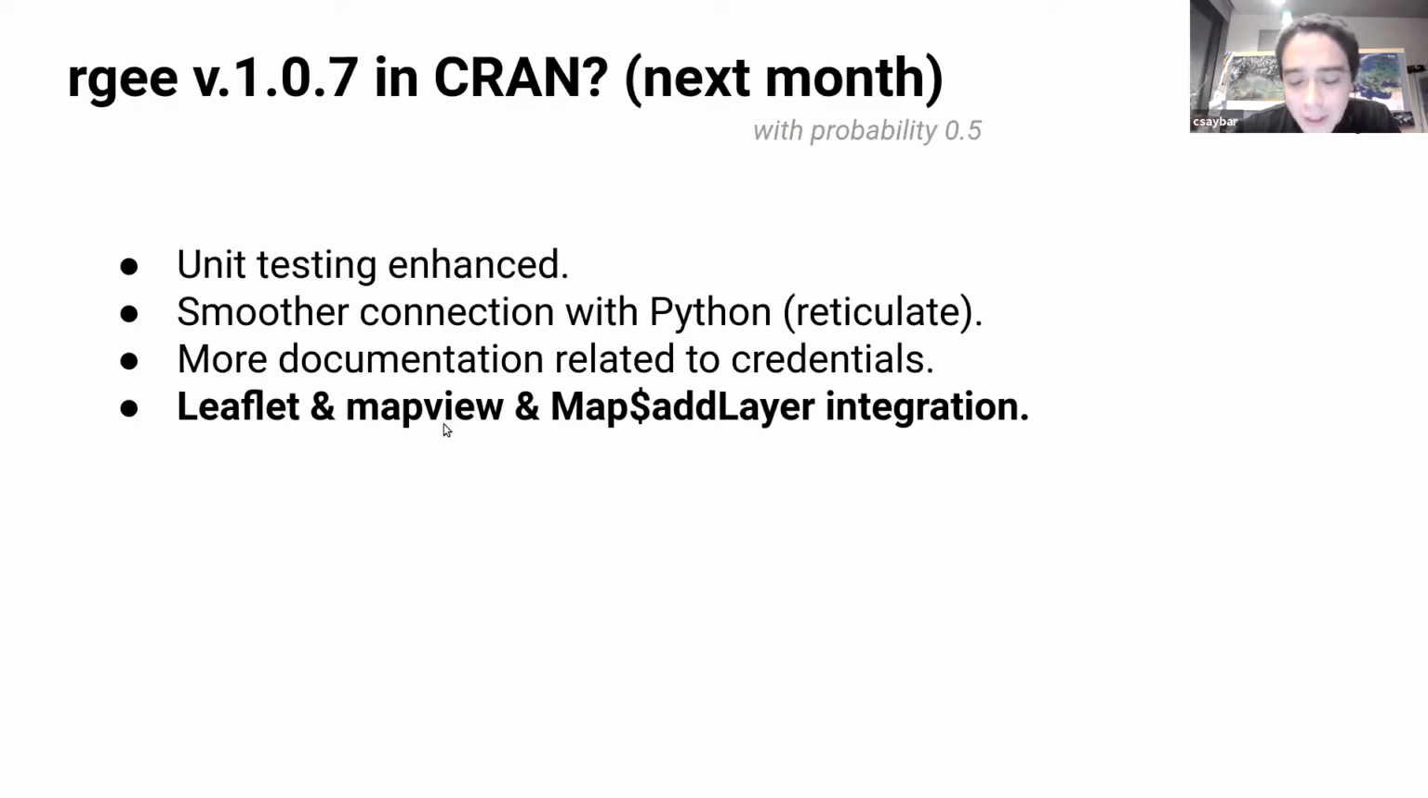And finally, this is probably the most important progress that we are going to make in version 1.0.7: we are going to make even better the integration between mapview, layer, and Leaflet.